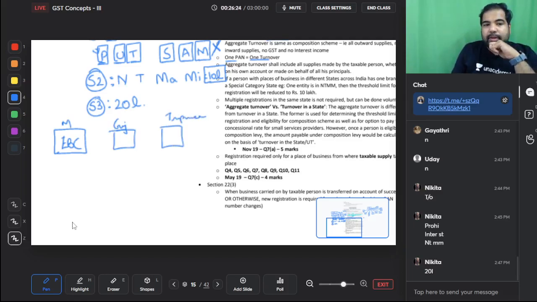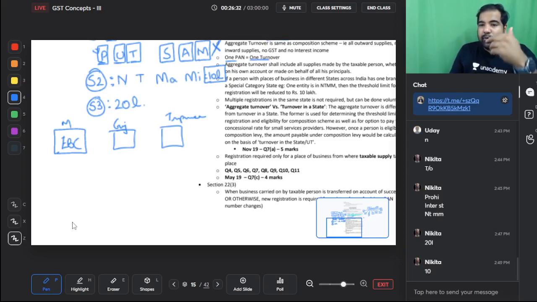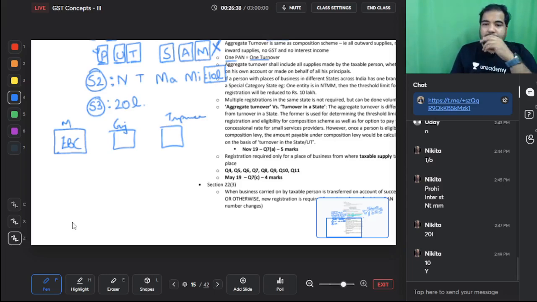Then what is the limit? The limit will be Tripura's limit, that is 10 lakh, because one of the entities is in Tripura. So the limit will be 10 lakhs. And if you cross the limit, do you have to register in all the states? Yes. GST, once you are registered, 1 PAN, 1 turnover, 1 scheme. Once you are registered, you have to be registered in all the 3 places, unless one of the places is like a petrol pump, which is non-taxable.